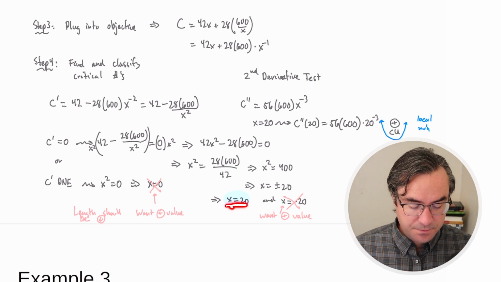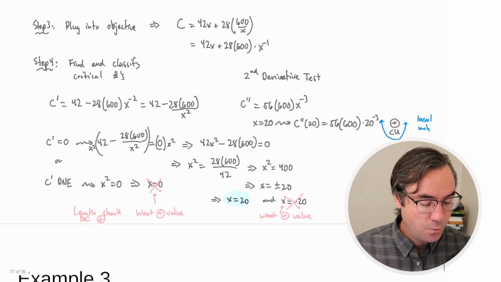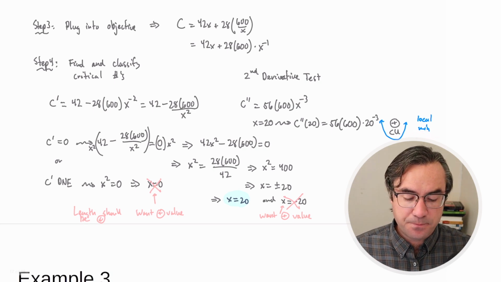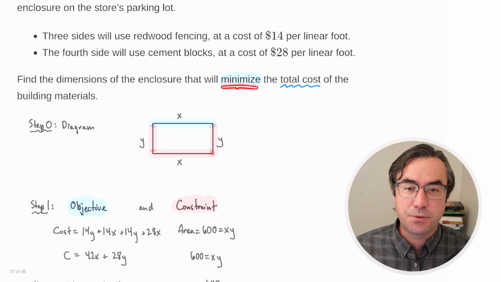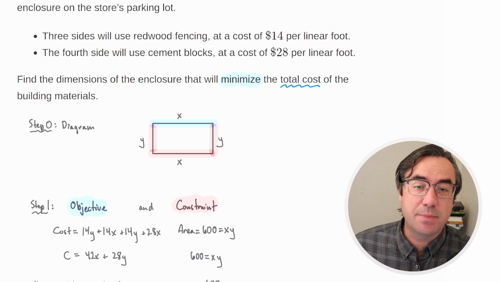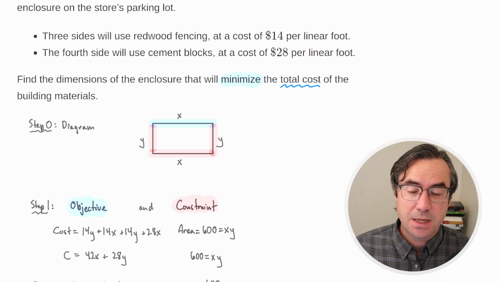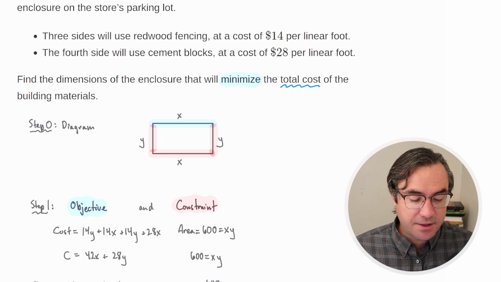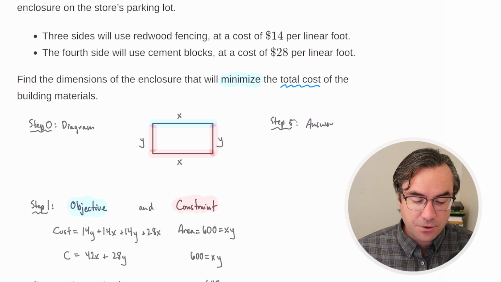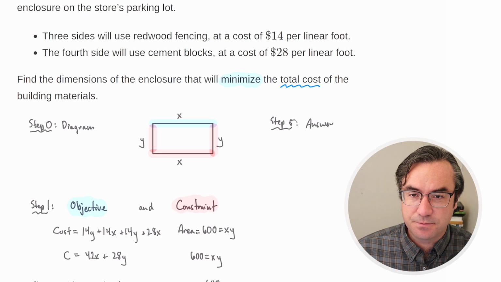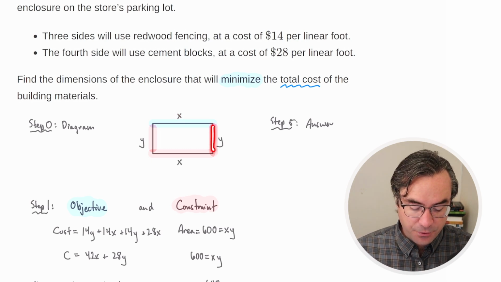So we found x equals 20. We confirm that it's giving us a minimum, and if we go back, that's precisely what we wanted to find. We wanted to get a minimum for the cost. Now the question is asking us to find the dimensions, so the last thing is to make sure that you actually answer the question. So we found the x dimension. We just have to figure out the y dimension.